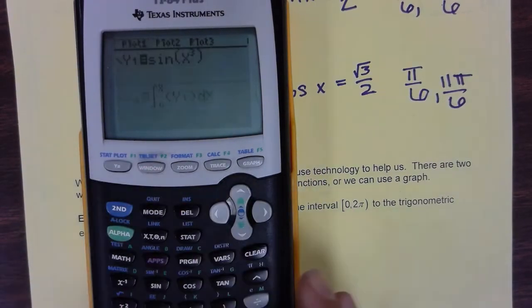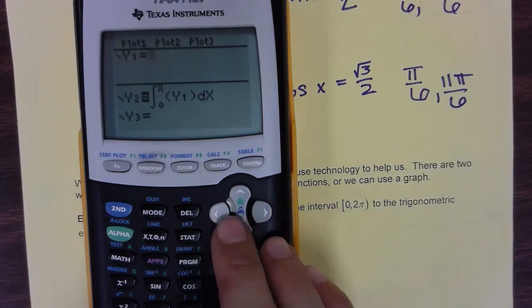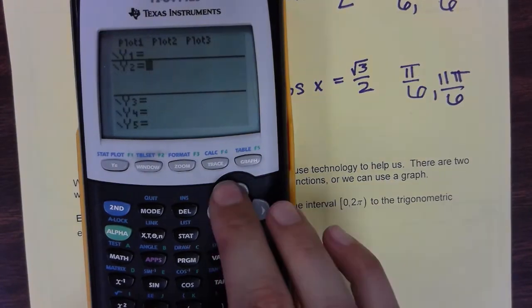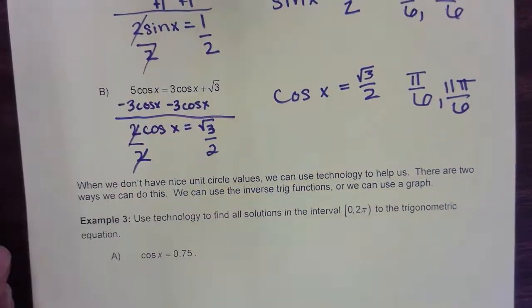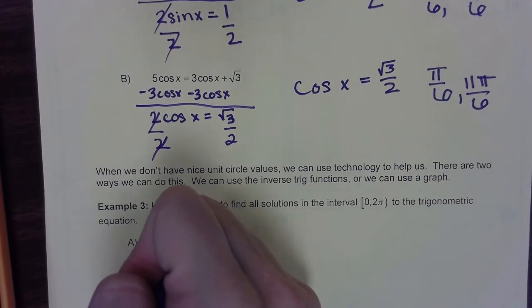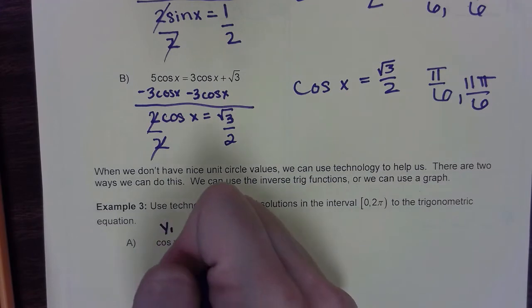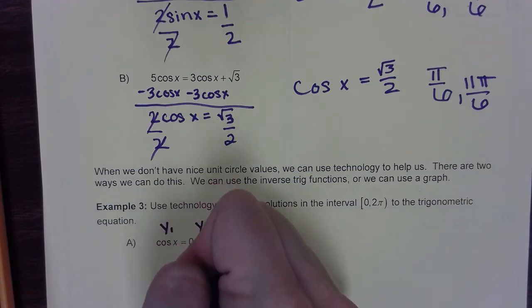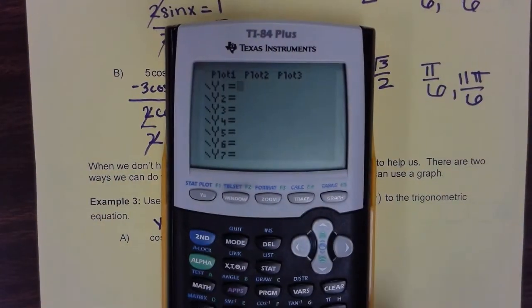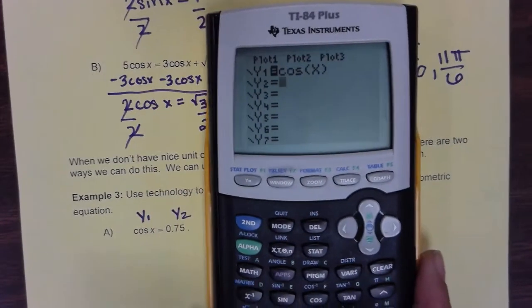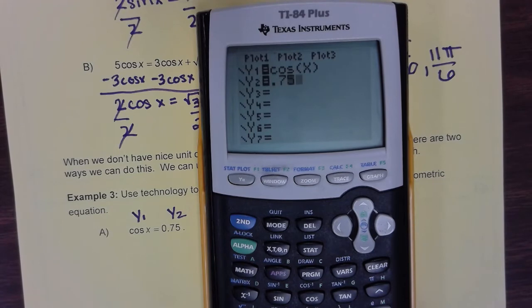Next, go to y equals. I have some calculus stuff on there, so I'm going to get rid of it. What we're going to do is put the left side into y1 and the right side into y2. So I'm going to say cosine x, and for y2 I'm going to put 0.75.